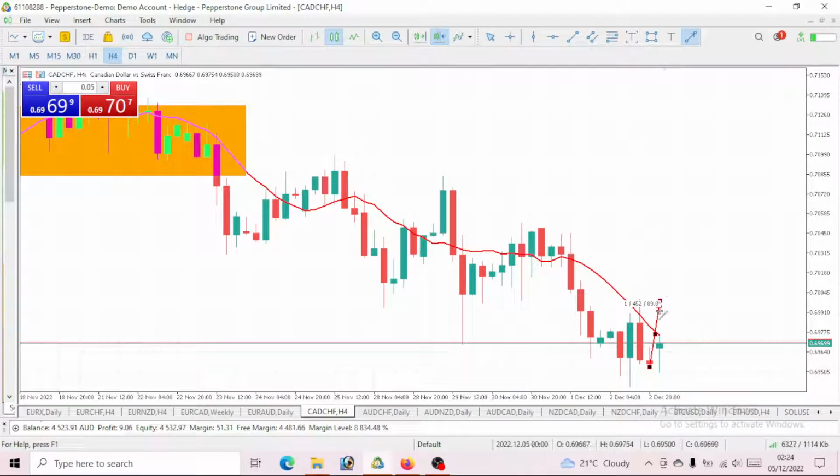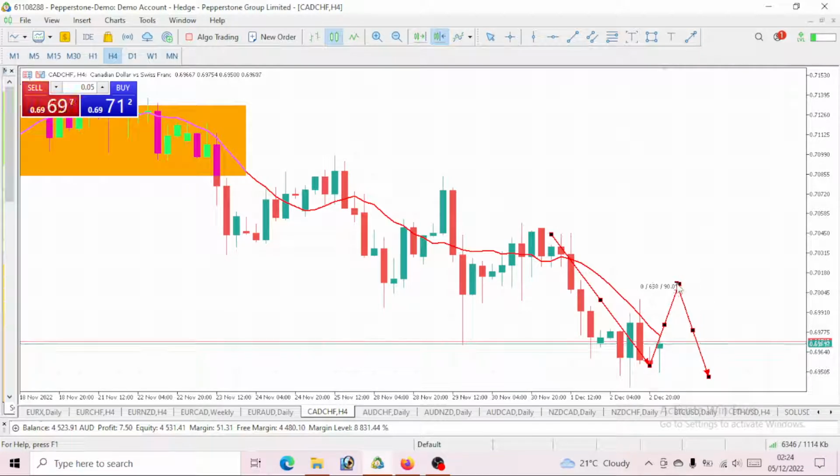So possibly you can wait for this pullback to be over. Once this pullback is over, as you can see here, then you can go ahead to sell on your CAD Swiss franc. It just depends on when or how you want to place this trade. But once this pullback is over, then we can go ahead to sell on our CAD Swiss franc for the week.